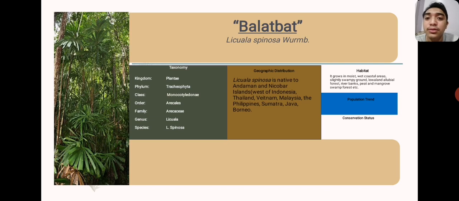Geographic distribution: Licuala spinosa is native to Andaman and Nicobar Island, west of Indonesia, Thailand, Vietnam, Malaysia, the Philippines, Sumatra, Java, Borneo. Habitat: it grows in moist, wet coastal areas, slightly swampy ground, lowland, alluvial forest, riverbank, peat and mangrove swamp forest, and etc. Population trend and conservation status, I didn't find it.